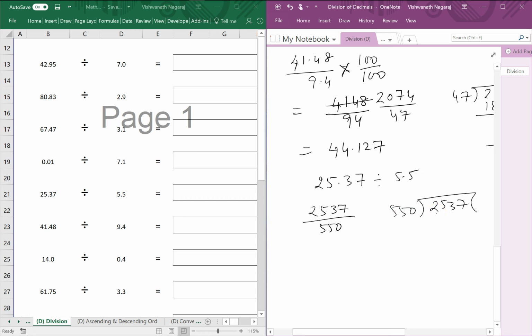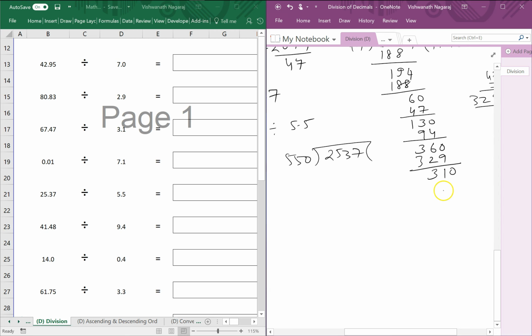So 5 5s are 25. Let's see, if we multiply 550 with 5, 5 5s are 25, 2750. This is too much, so let's go for 4 times. 0, 4 4 5s are 20, 0 2, 20 plus 2, 22. So 7, 3 3 3 3 7. Let's put a 0 and a decimal point. 3370.